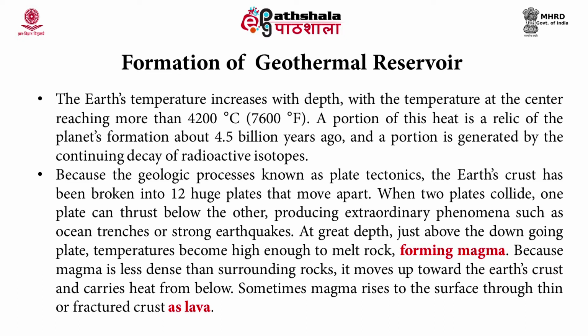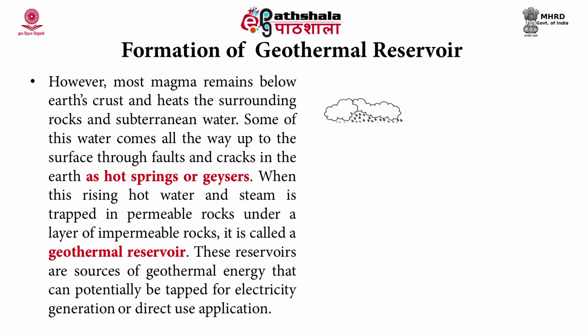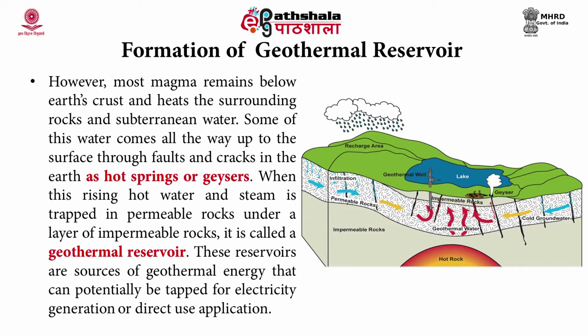When two plates collide, one plate can thrust below the other, producing extraordinary phenomena such as ocean trenches or strong earthquakes. At great depth, just above the downgoing plate, temperatures become high enough to melt rock, forming the magma. Because magma is less dense than the surrounding rocks, it moves up toward the earth's crust and carries heat from below. Sometimes magma rises to the surface through thin or fractured crust as lava. However, most magma remains below Earth's crust and heats the surrounding rocks and subterranean water.